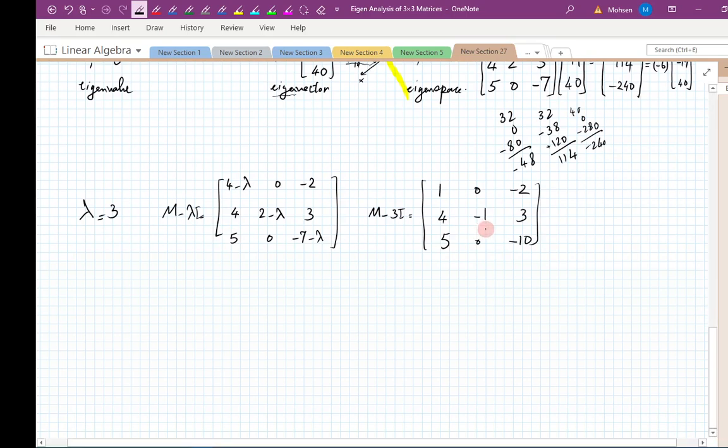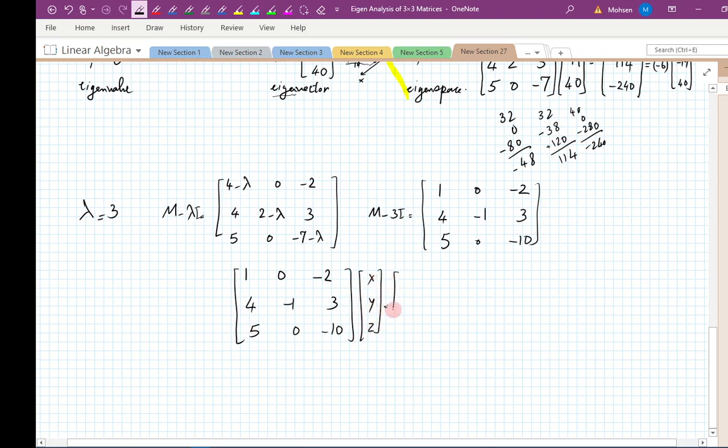The null vector of this is the eigenvector of the original. So we are solving the following. Again, 1, 0, minus 2, 4, minus 1, 3, 5, 0, minus 10 times x, y, z is equal to 0. Normally this type of equation, the only answer it has is just 0, but we have arranged these numbers using this special eigen number so that it allows things other than the trivial solution.